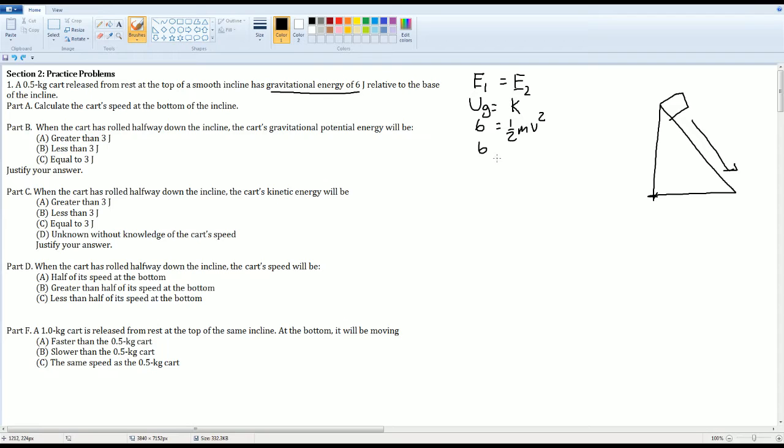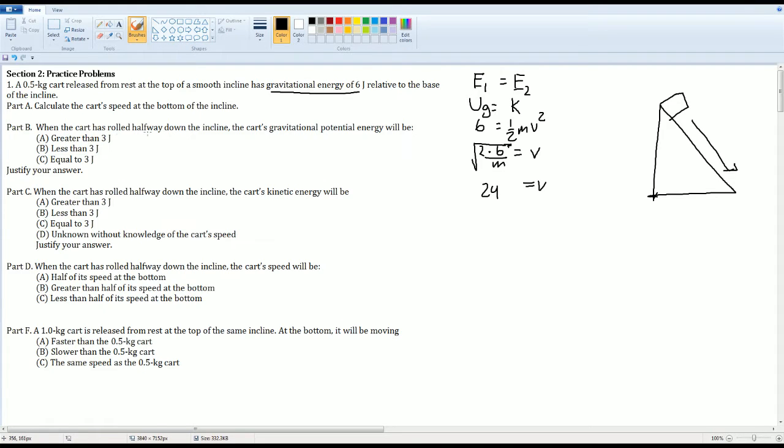So what's the speed at the bottom? Let's work out some math. It's going to be 2 times 6 divided by m is going to be equal to v squared. Take the square root of that, which should get you out of the squared term right there. So 6 times 2 divided by the mass, which is 0.5. So velocity here is going to be 24.